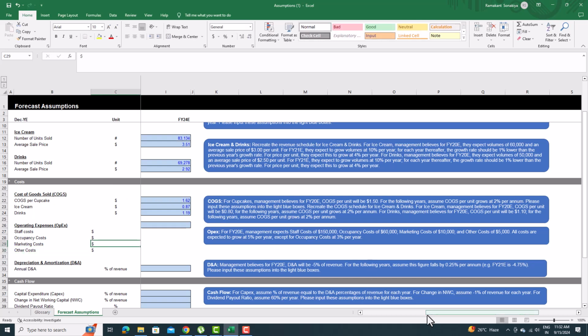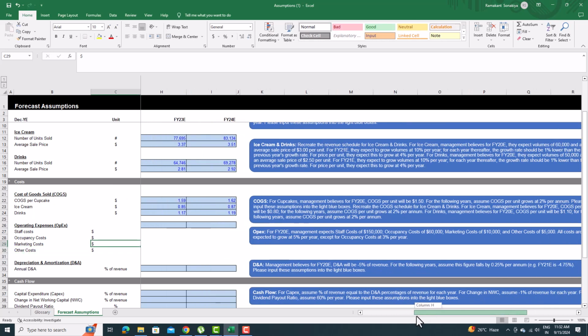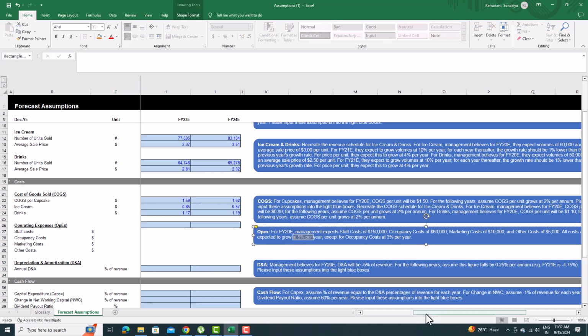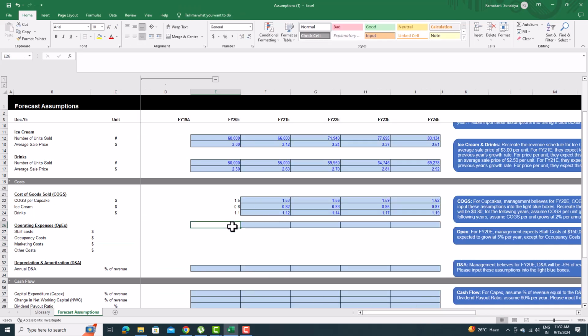For FY20E, management expects staff costs of $150,000, occupancy costs of $60,000, marketing costs of $10,000, and other costs of $5,000. All costs are expected to grow at 5% per year, except for occupancy costs at 3% per year.